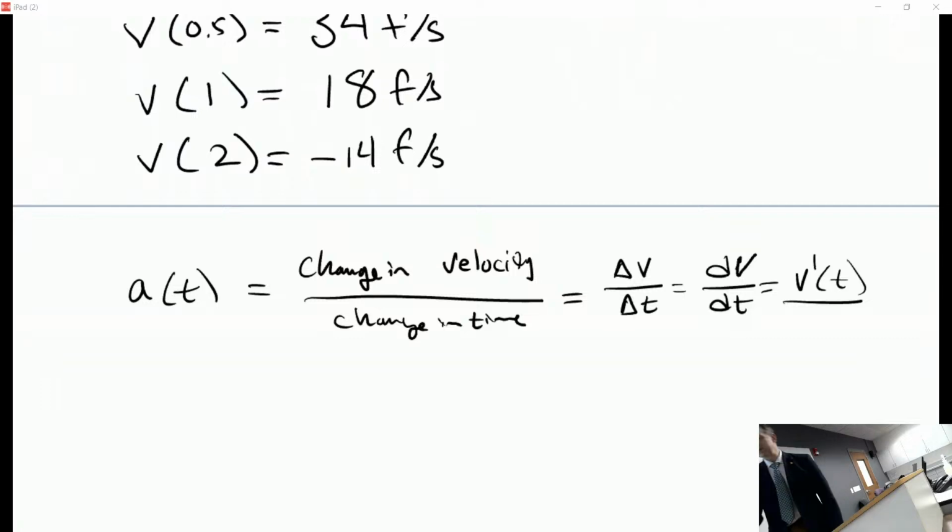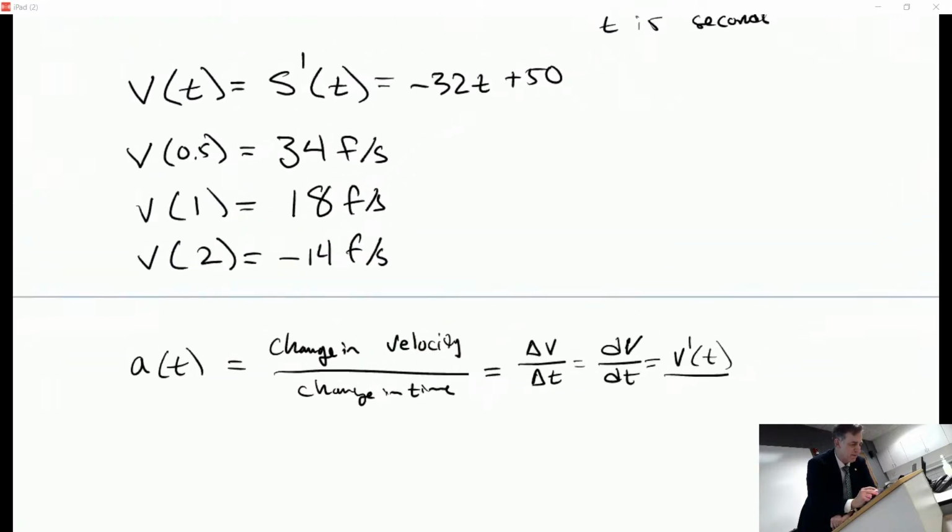So as I throw my stapler up into the air, using like outside, though, because I can't throw it as hard here. Anyway, I've got the acceleration will be the derivative of velocity. So let's go back up there and see if we can compute the acceleration. So acceleration is the derivative of the velocity.